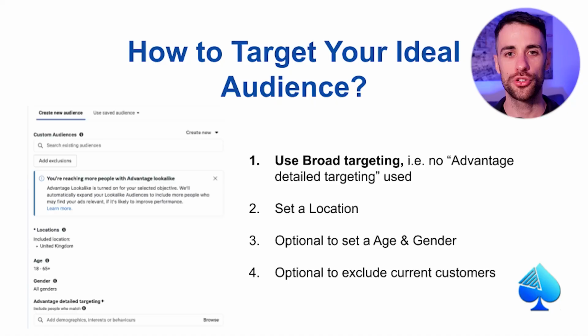Now, the targeting I use may seem lazy, but I do it this way for a very specific reason, and it's one of the most powerful tools to target your ideal audience with your Facebook ads. So how do you target your ideal audience? Well, you want to use broad targeting, i.e. no Advantage detailed targeting used, i.e. no interest audience selected. You then want to set a location, and you have the option of whether you set an age and a gender or not.